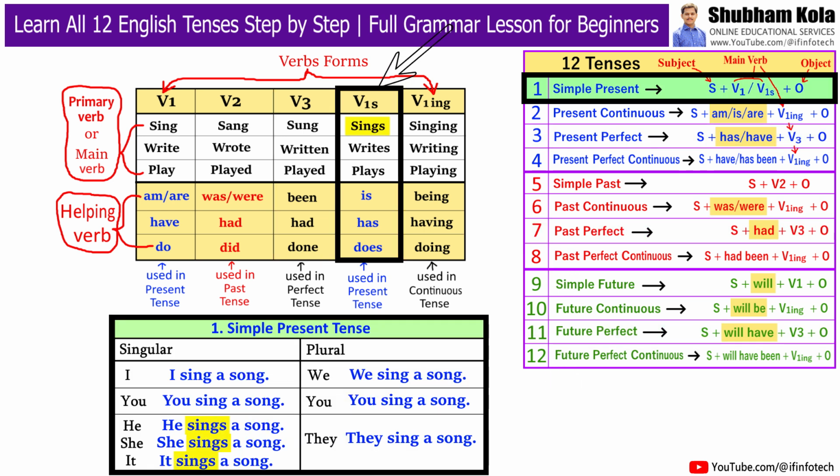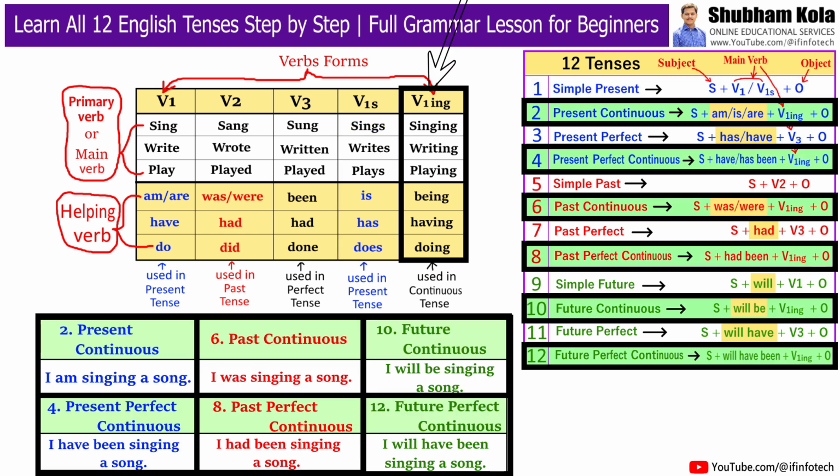Now the fourth form is V1S. If the subject is he, she or it, we add s to the verb in the simple present tense. So he sings a song, she sings a song, it sings a song. Now the fifth form of verb is V1ing. This form is used in continuous tenses. It shows that the action is still going on or was going on.